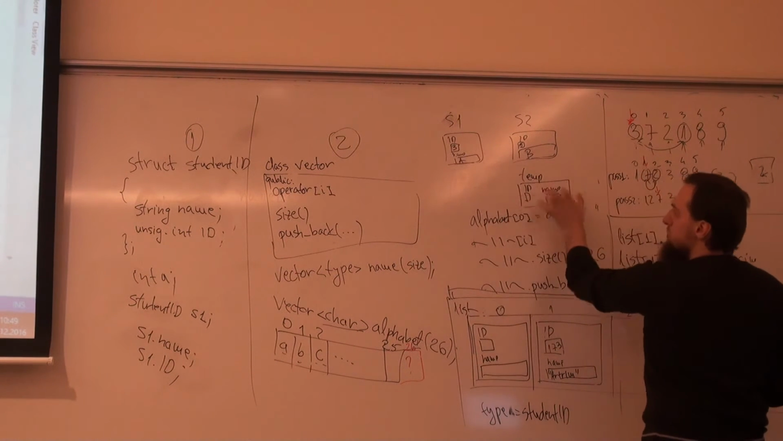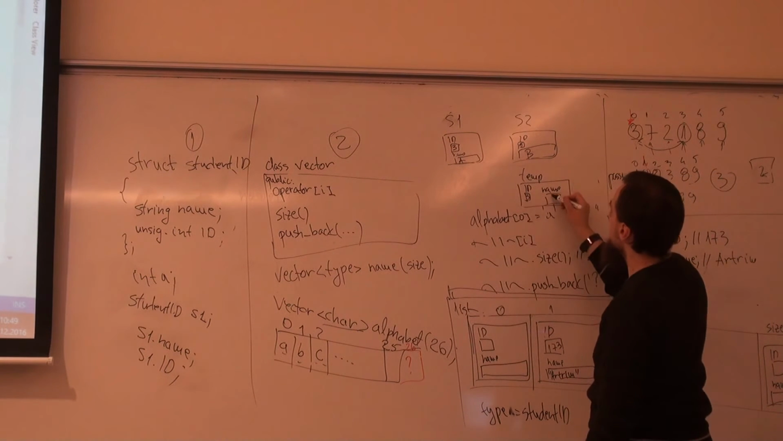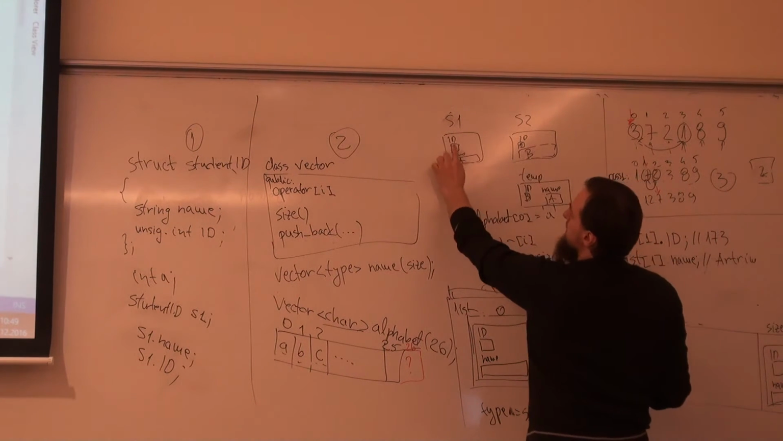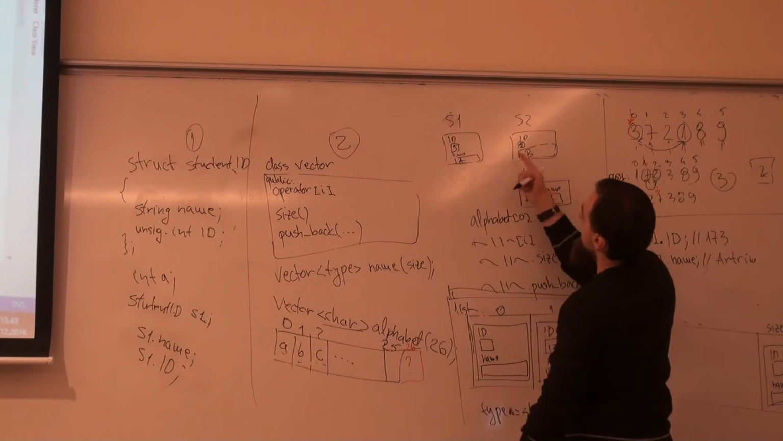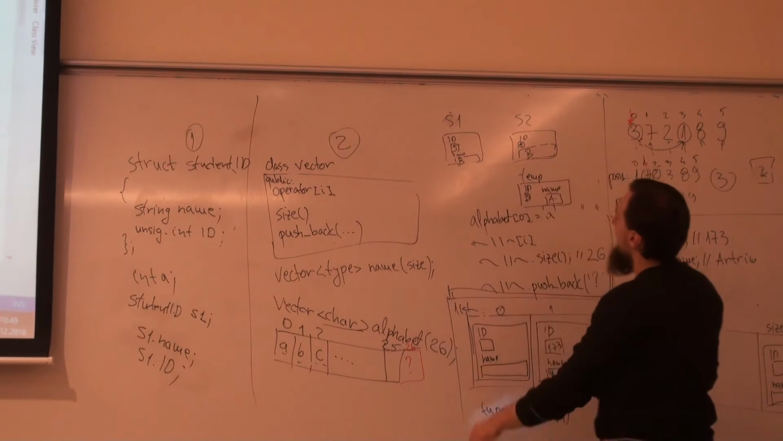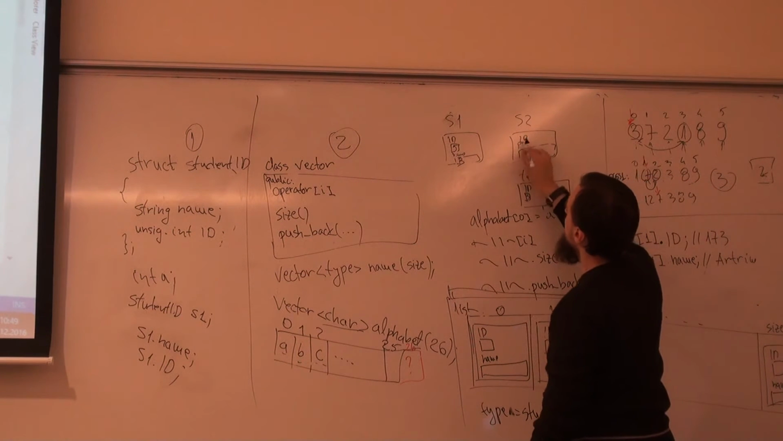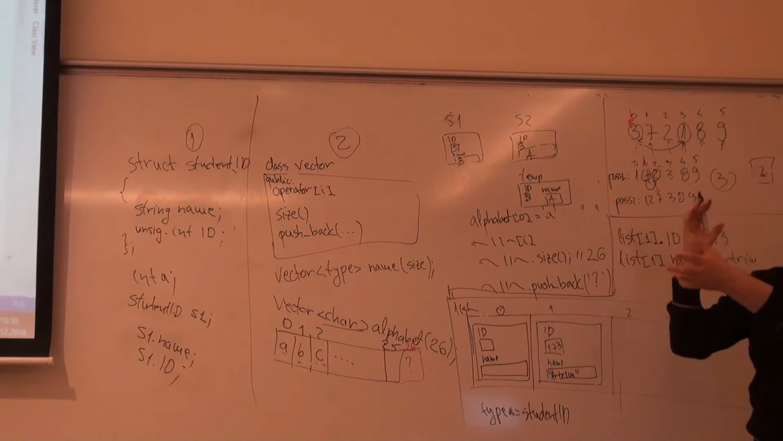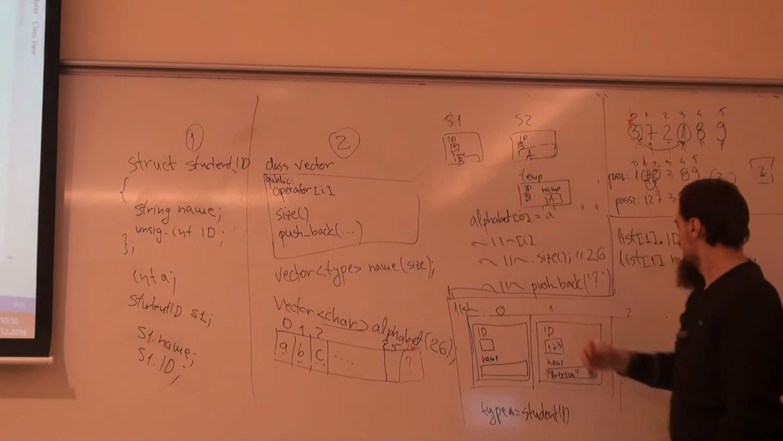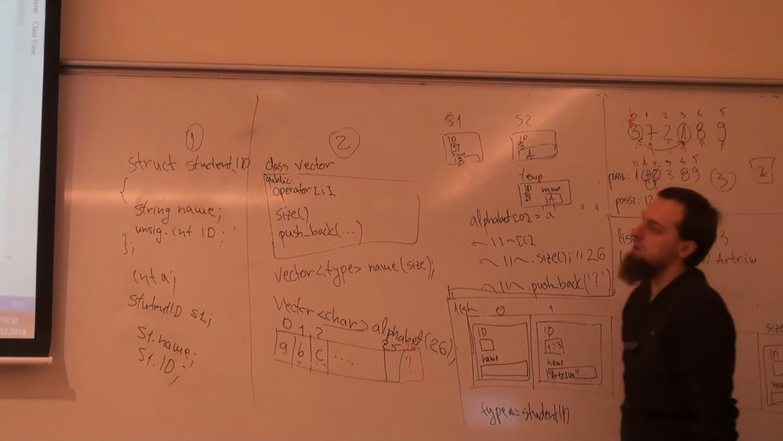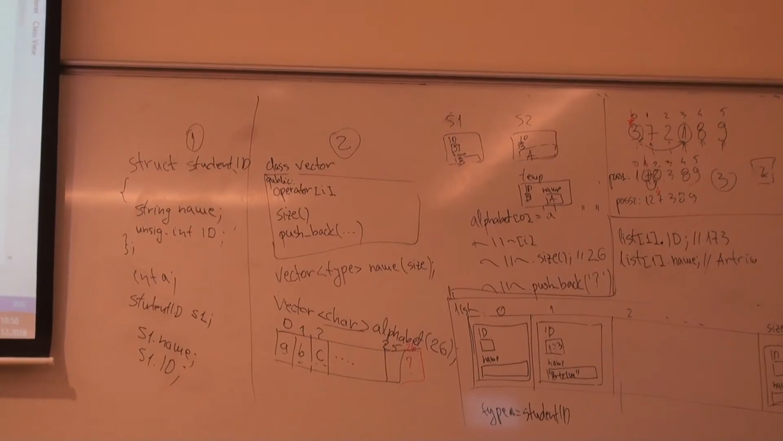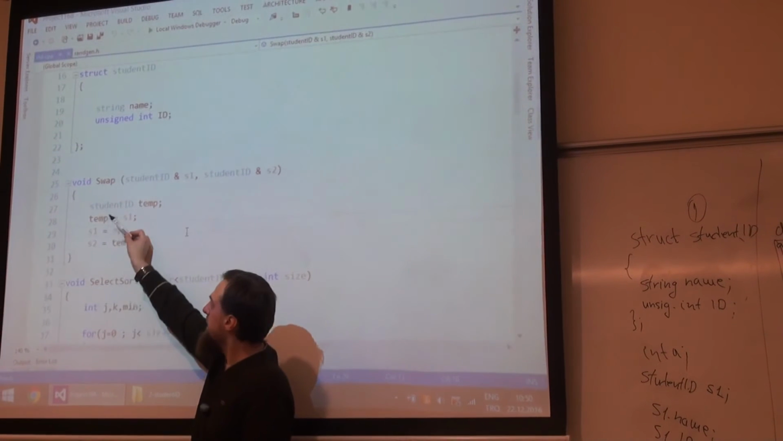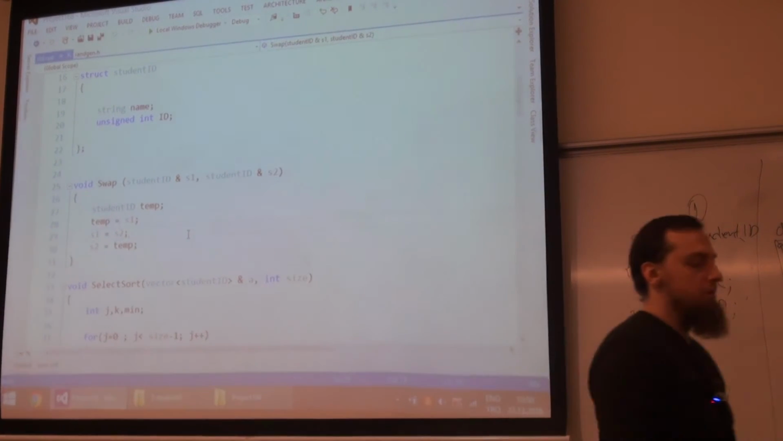So we put S1 to temp, so we have ID 3 and name A. Then we put S2 to S1, so ID is going to become 5 and name is going to become B. And we put temp to S2, so ID is going to be 3 and name is going to be A. Basically, they swap their places. The values were exchanged. This function is doing exactly this, and it's always like this for all types: integers, characters, strings, whatever. You will use the function swap very often.